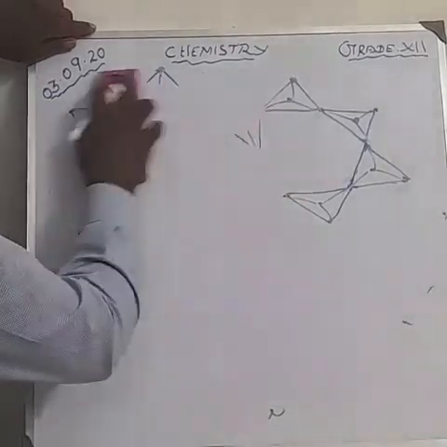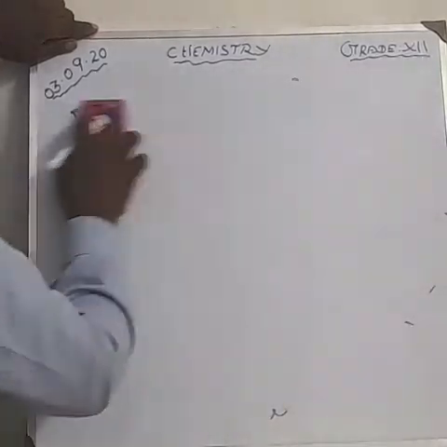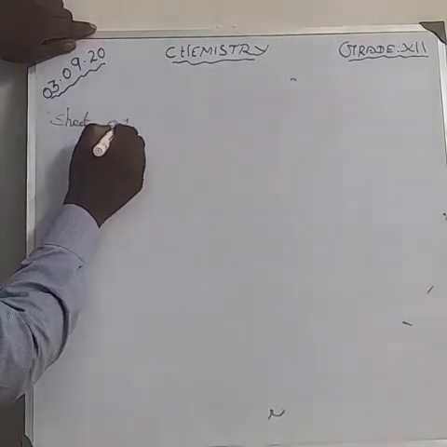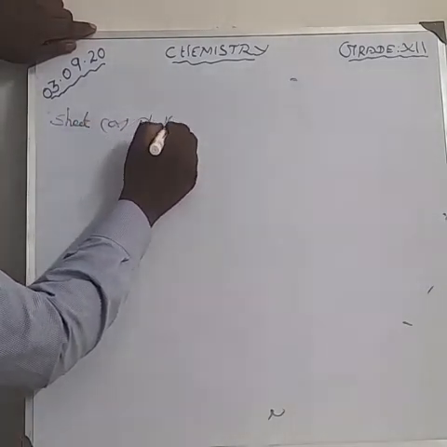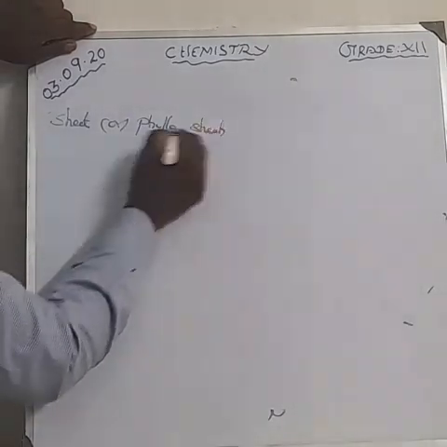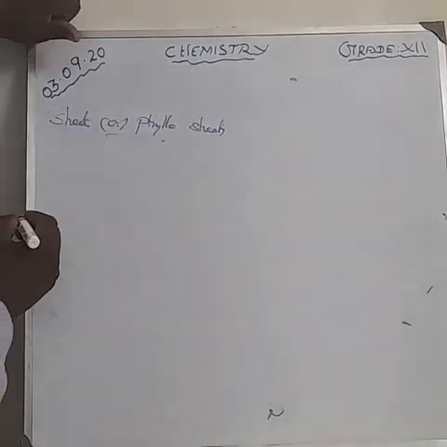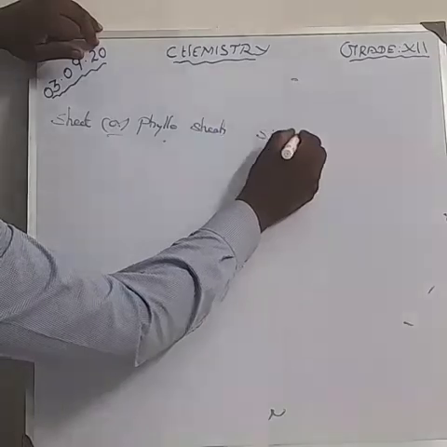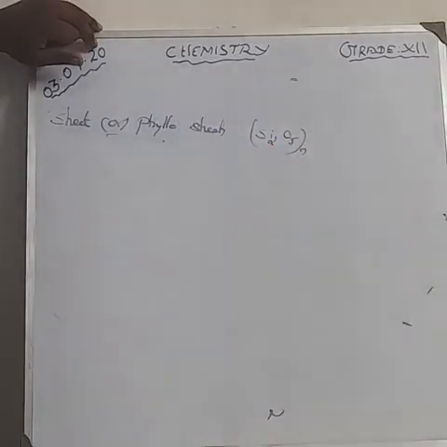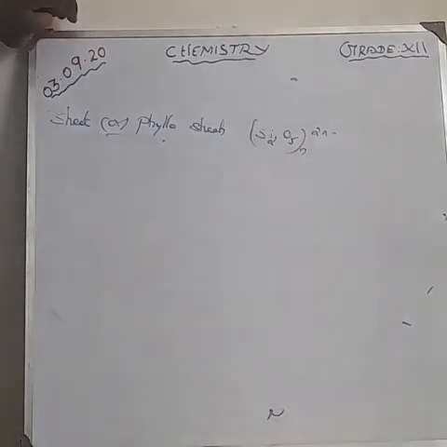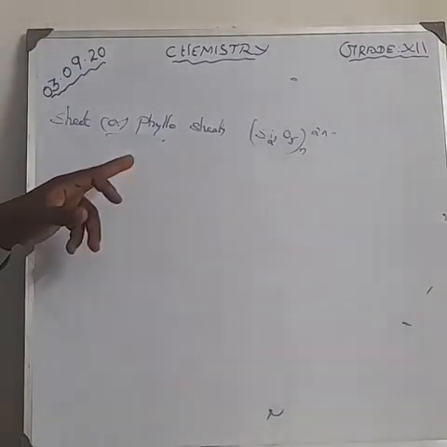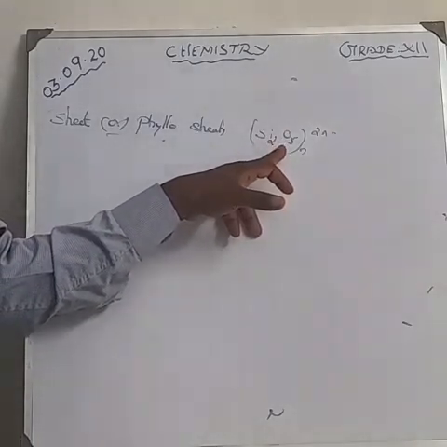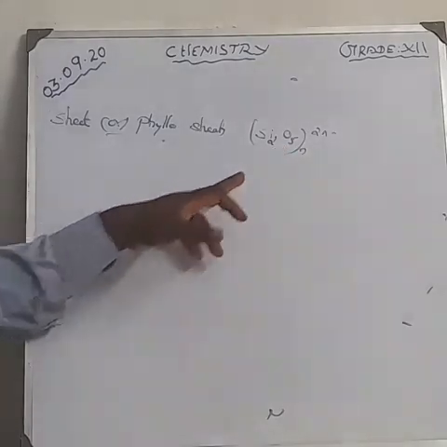Next question. Sheet or phyllo, P-H-Y-L-L-O. Phyllo sheet. These are silicates which contain Si2O5 n times and also 2n minus ion. These sheets are phyllosilicates. Si2O5 n, 2n minus ion is called a phyllosilicate.